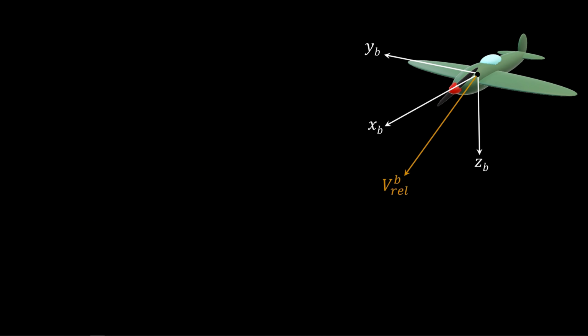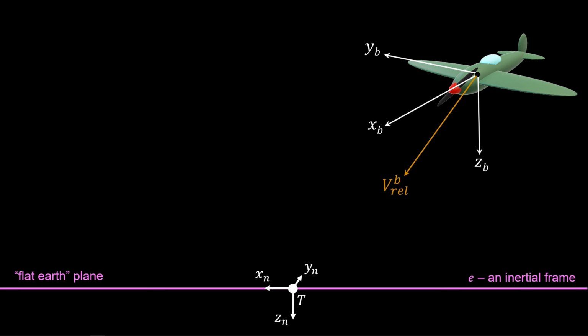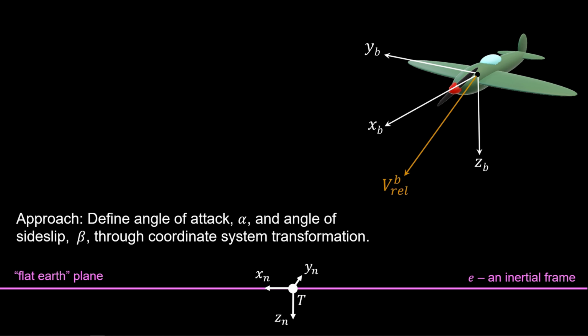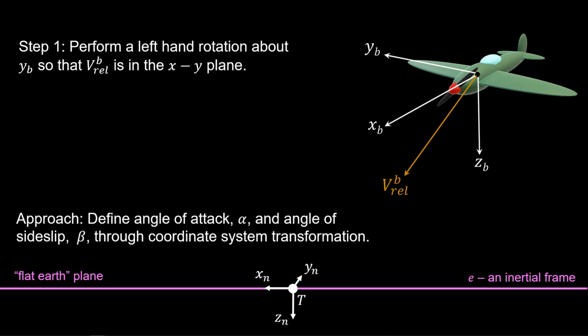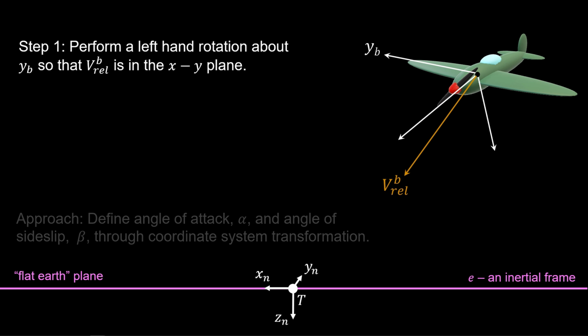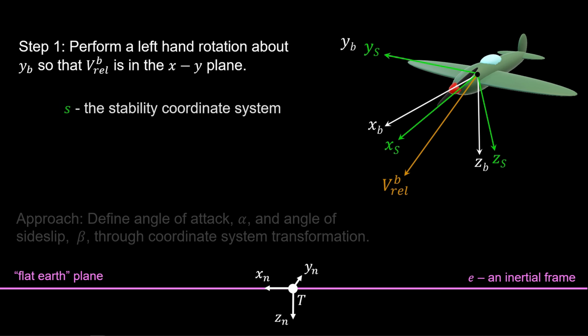Here's an aircraft with a relative velocity vector. We will illustrate the angle of attack and sideslip through two rotations of the body axes. First, perform a left-hand rotation about the body y-axis so that the relative velocity is in the xy plane. This rotation creates a new coordinate system referred to as the stability axes. Again, xs, ys, and vrel are all in the same plane. The angle alpha that gets the velocity vector in the xy plane is the angle of attack. Angle of attack is positive when the relative wind is coming from below, as shown here.